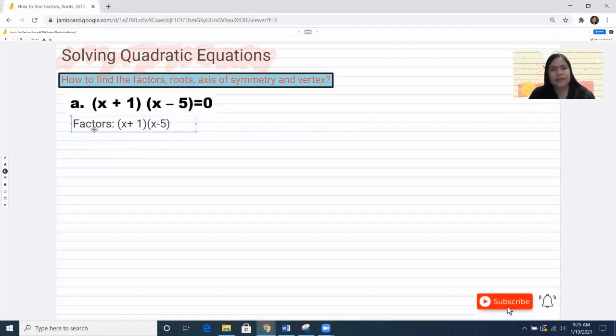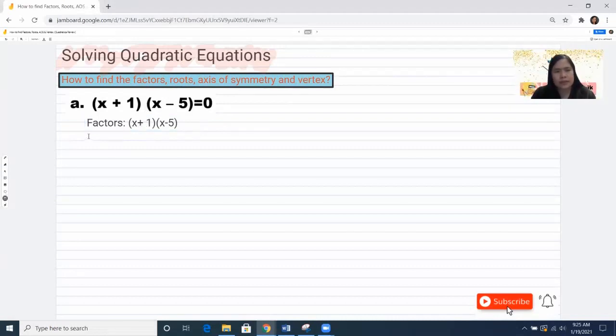In answering a certain problem or a mathematical statement, just make sure that you're following the instructions. So it says we'll find factors, roots, axis of symmetry, and vertex. So we're looking for the factors, and these are already written in a factored form, so we'll just copy them. After finding the factors, we will look for the roots. The roots are also the solutions or the value of x. So we will just type the roots in an x is equal to something form.